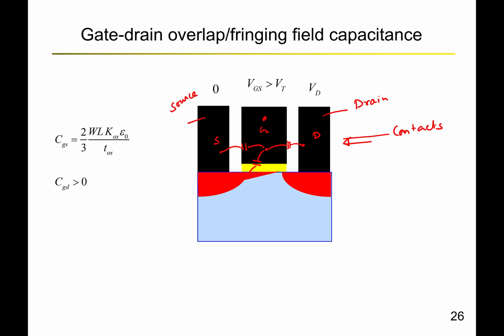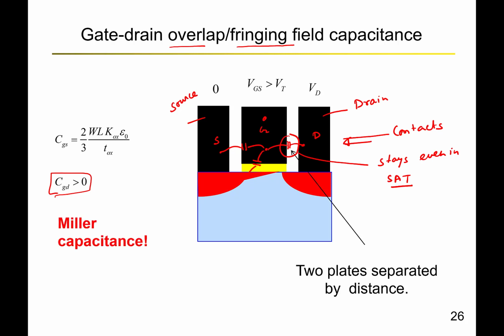Which means even in saturation, though there is not much CGD coming from the channel formation, there is some CGD that stays even in saturation. This portion of the CGD stays in saturation. So we know that CGD is a little bit more than 0 because of the overlap or fringing field. And that's how the name of this capacitance goes.